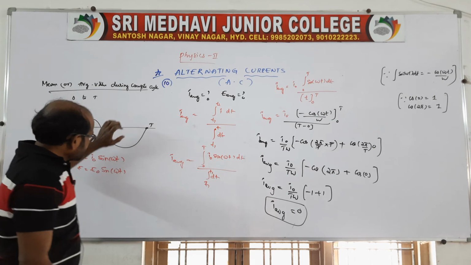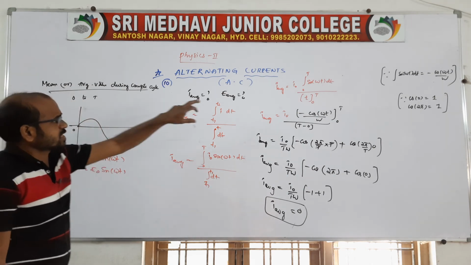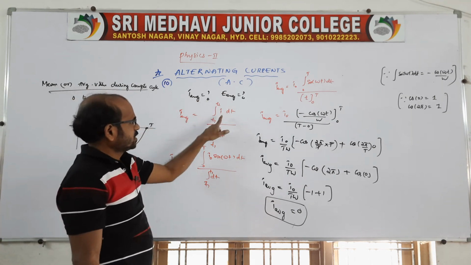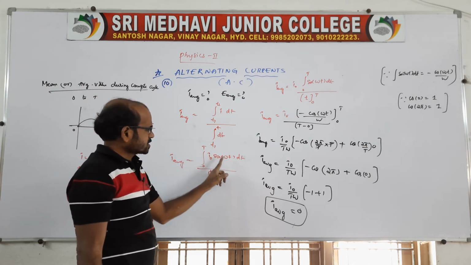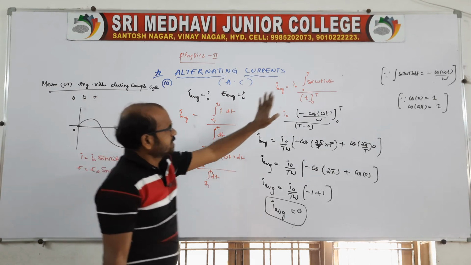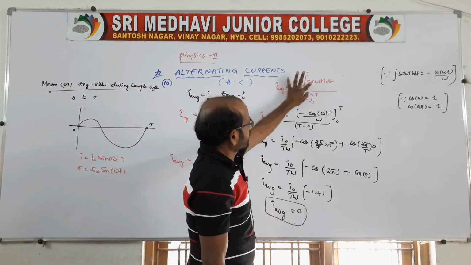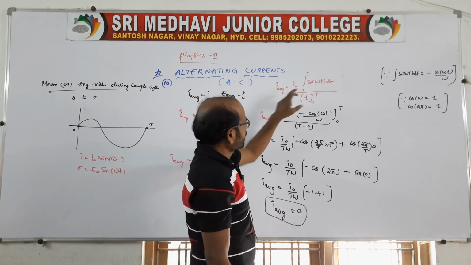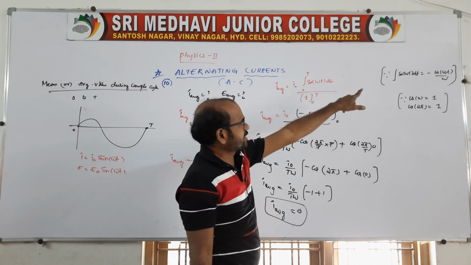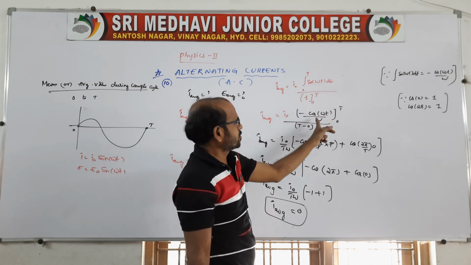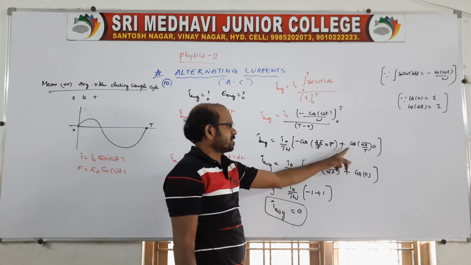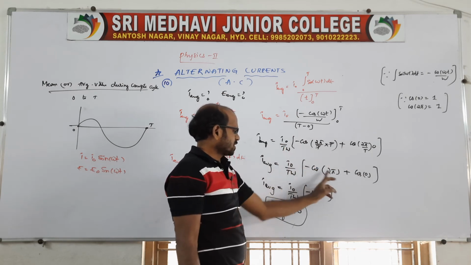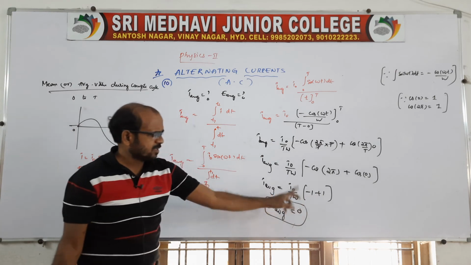So that is in the case of current. Suppose I want to say in the case of E average, E into dt, here also dt, E naught sin omega t dt. The integration is minus cos omega t by omega, then T minus 0, E naught by T omega, minus 1 plus 1, which is again 0.